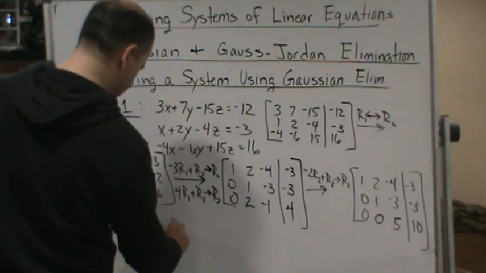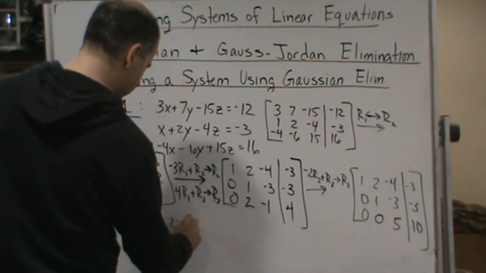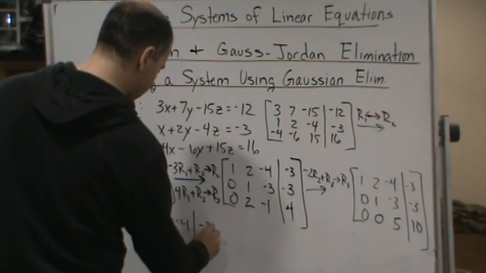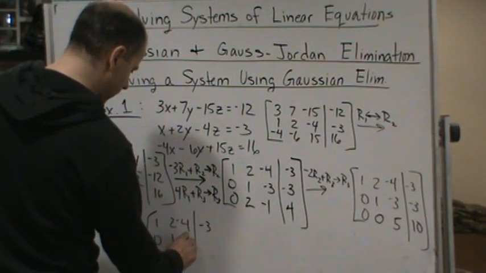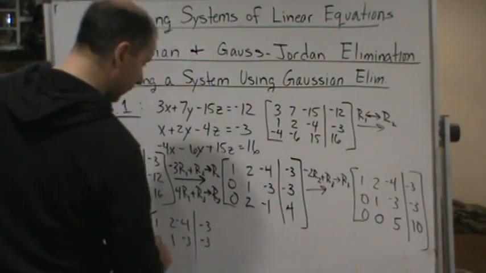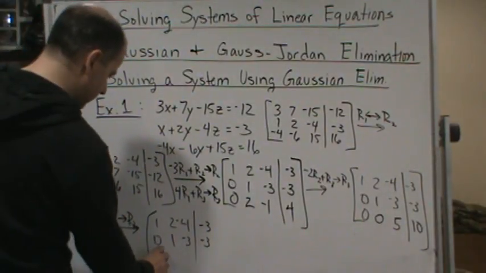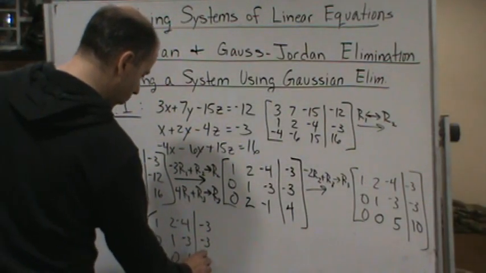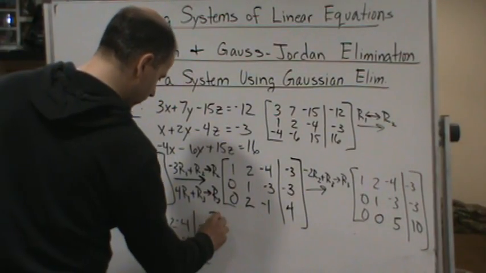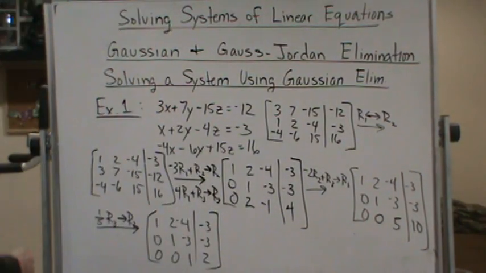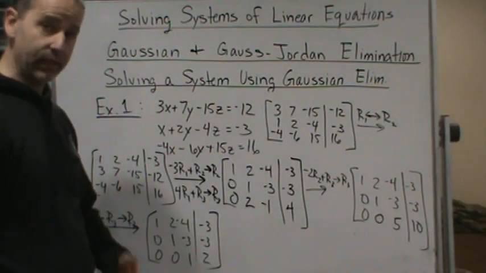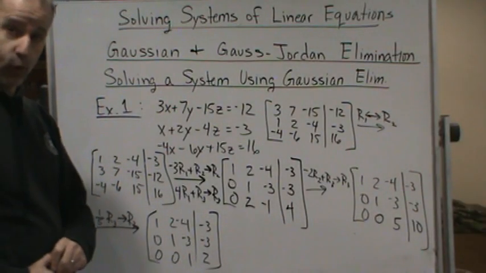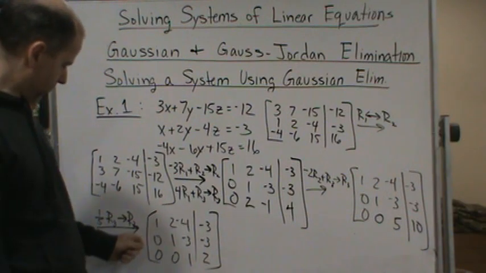So we've got 1, 2, negative 4, negative 3. And then we got 0, 1, negative 3, negative 3. And then we got 0, 0, 1, 2. And now we're done, because now the matrix is in row echelon form. Okay, this is row echelon form.